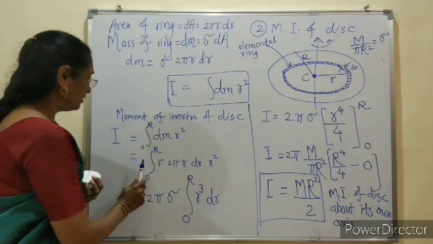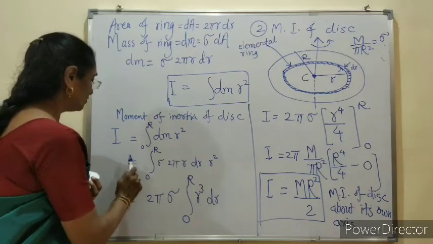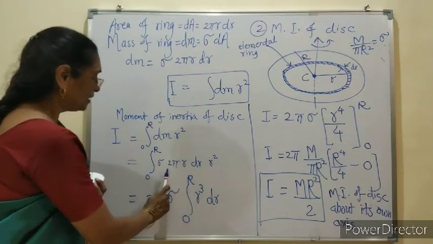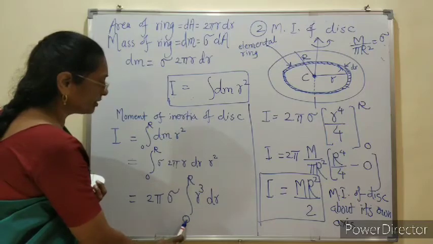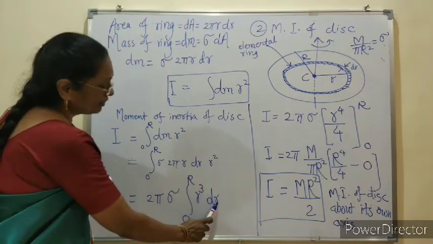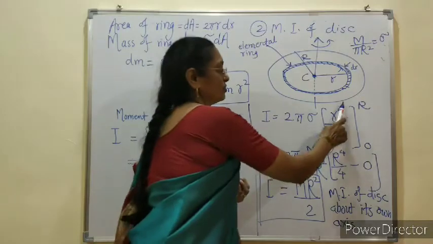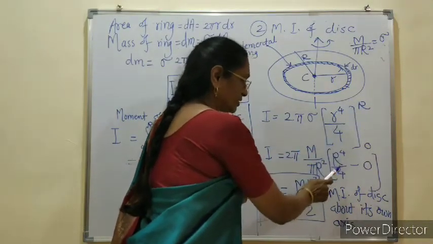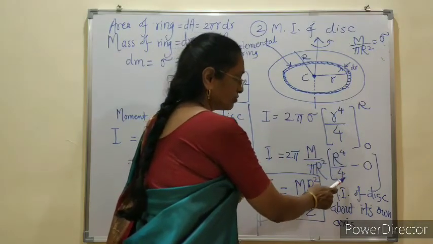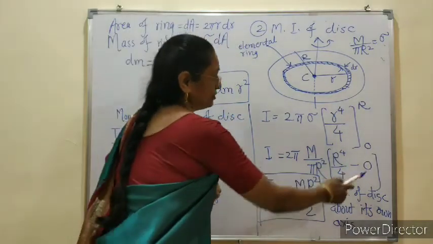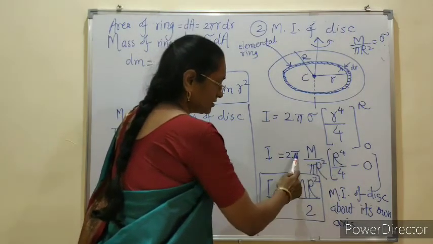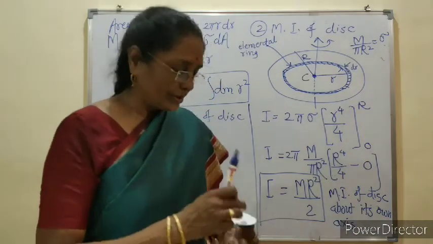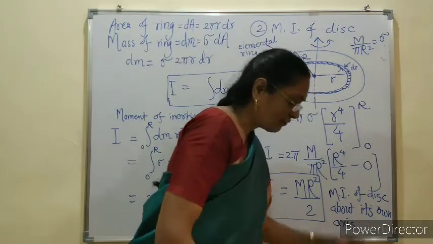Here the next step becomes, on substitution, integration of sigma twice pi r dr into r square. Twice pi sigma taken outside the integration of r cube with respect to r, it is r raised to 4 upon 4. Substitution of limits in the next step. For the upper limit r raised to 4 upon 4, and for the lower limit it is 0. Here cancellation gives us the last step, I is equal to m r square by 2. It is the moment of inertia of disk.